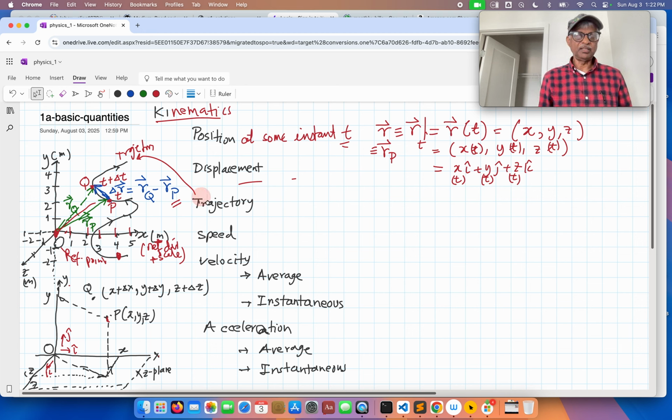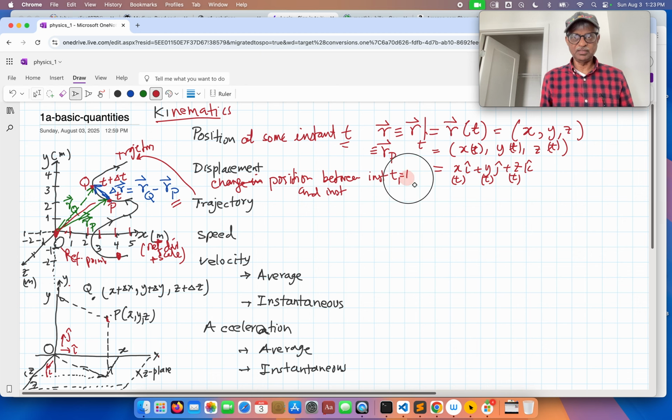Now displacement is the displacement between 2 instants of time. So displacement is a change in position between, say, instant t and some other instant, which I'm calling t plus something, so maybe t1 is t, or t equals t1. Let's call the instant here t.